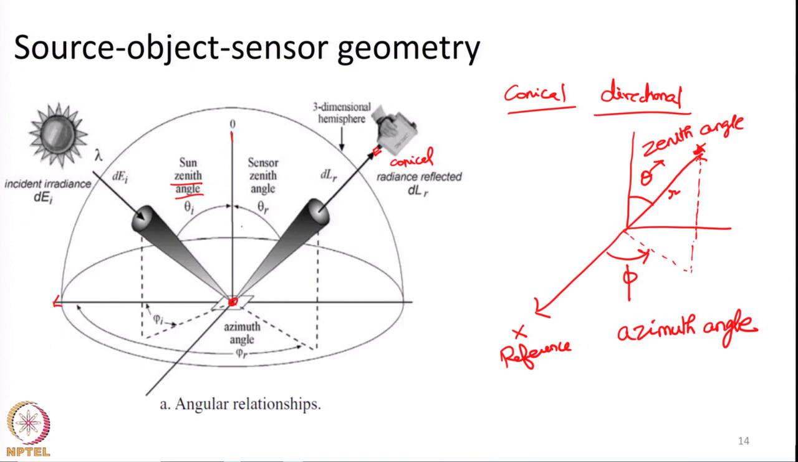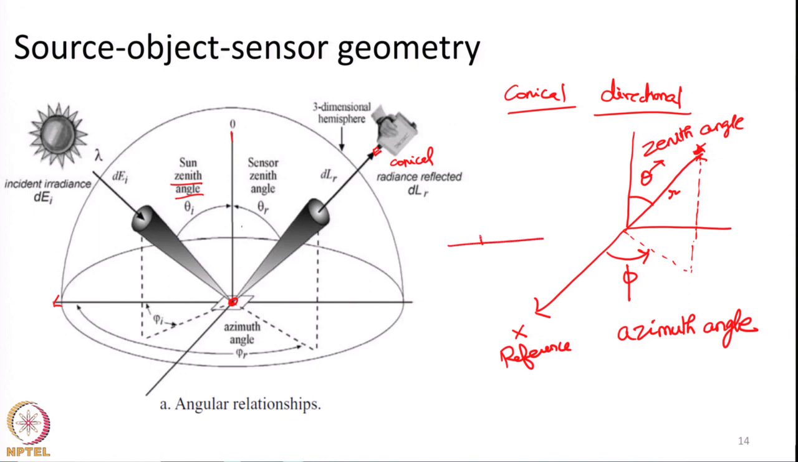I need two angles and one distance. But if we are really interested only in fixing the direction of that particular point, in which direction the point is located, it is good enough for us to know only those two angles: the angle with respect to vertical called the zenith angle and the horizontal angle with respect to one reference direction called the azimuth angle. If we know those two angles, we will be able to fix the direction of that particular point in three dimensional space.